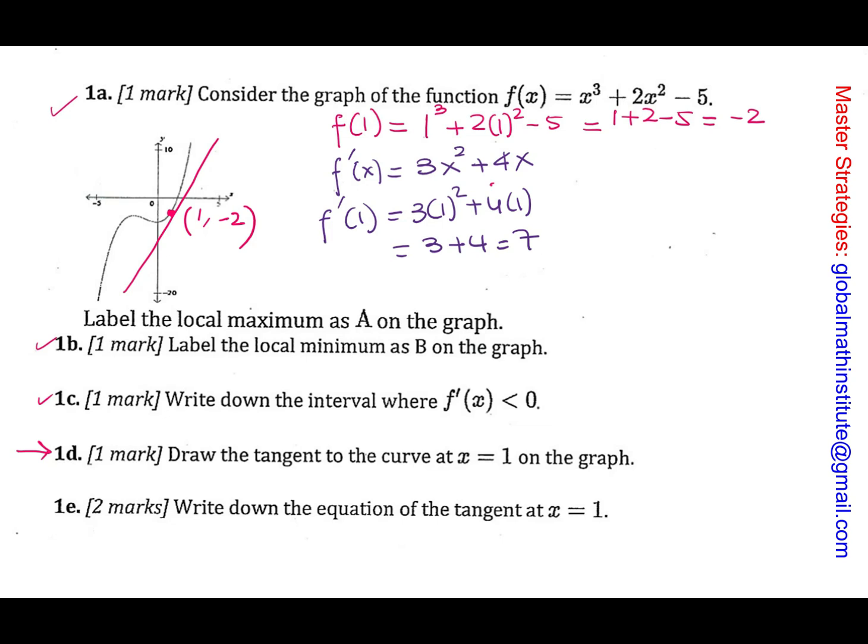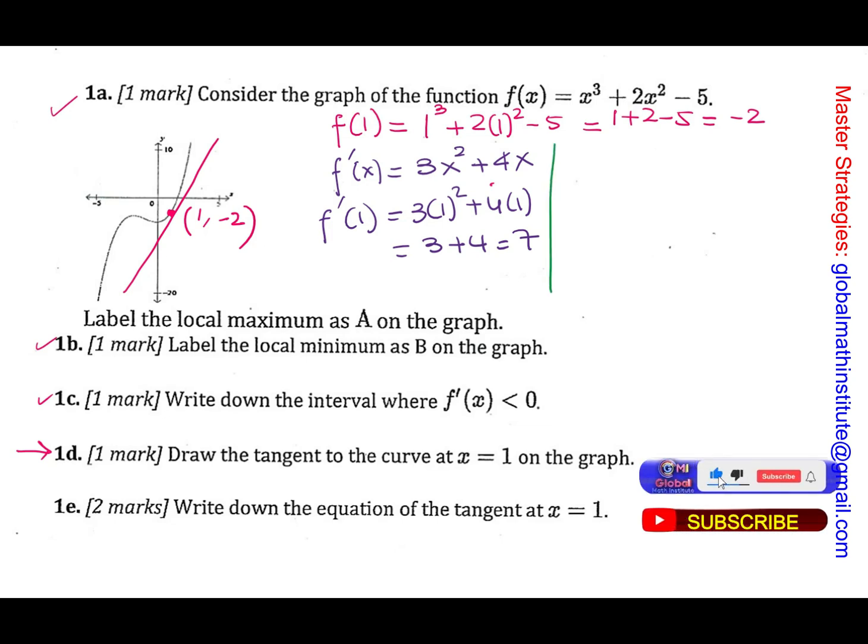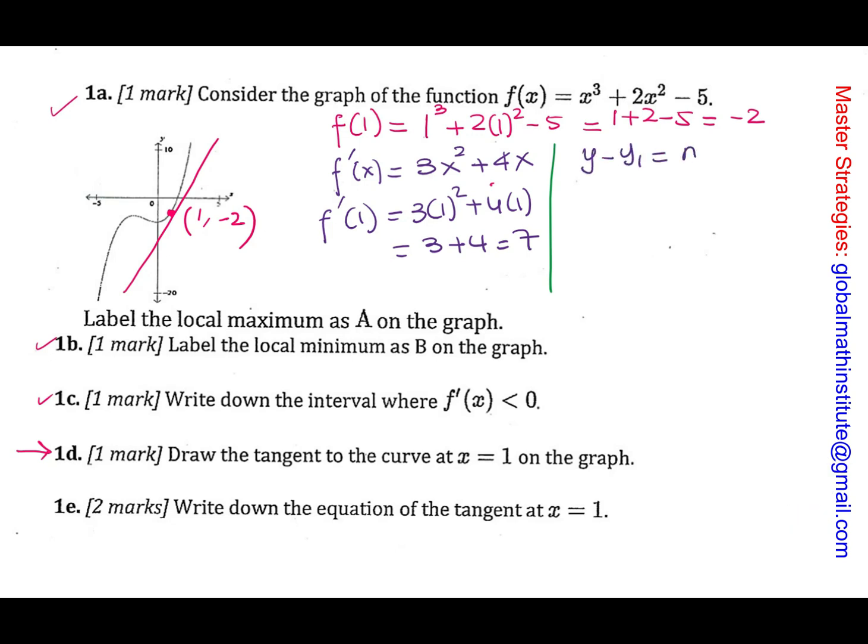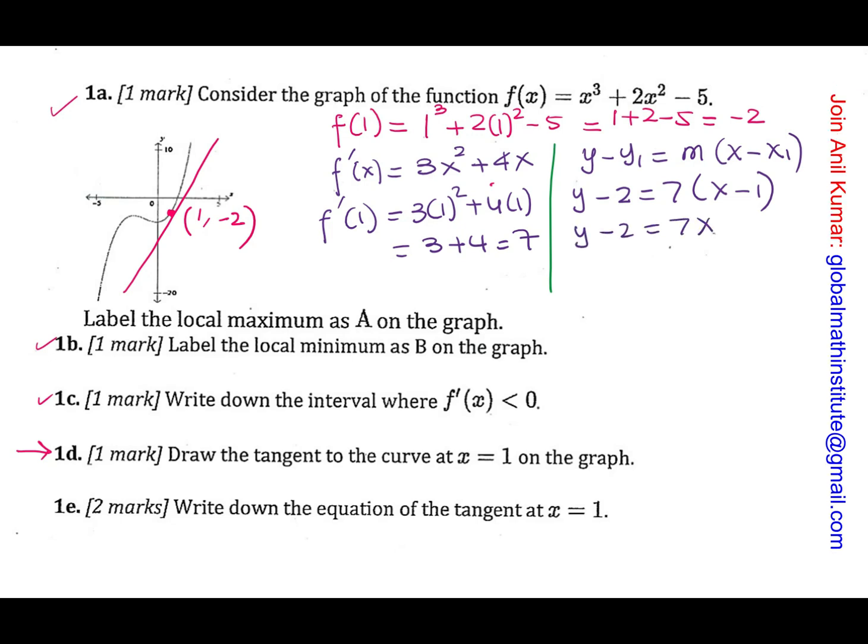Now the equation of the line will be y equals mx plus b. You can also use the point-slope form. So let me use the point-slope form to write down the equation, which is y minus y1 equals m times x minus x1. Correct? So y minus, the y point here is minus 2, slope given to us is 7, x minus 1, correct? So that is the equation. We have y plus 2 equals 7x minus 7.